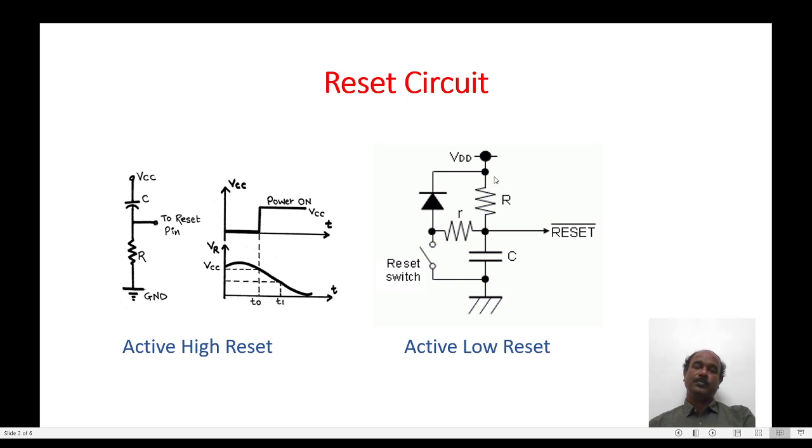As time progresses, current starts flowing through this R and C, the capacitor goes on charging, and the value of this reset signal goes on increasing. From 0, the signal will go on increasing. So initially when the supply is given, the value of the reset pulse will be 0. As time progresses, the reset signal will go from 0 to 1. This is how the reset circuits work.